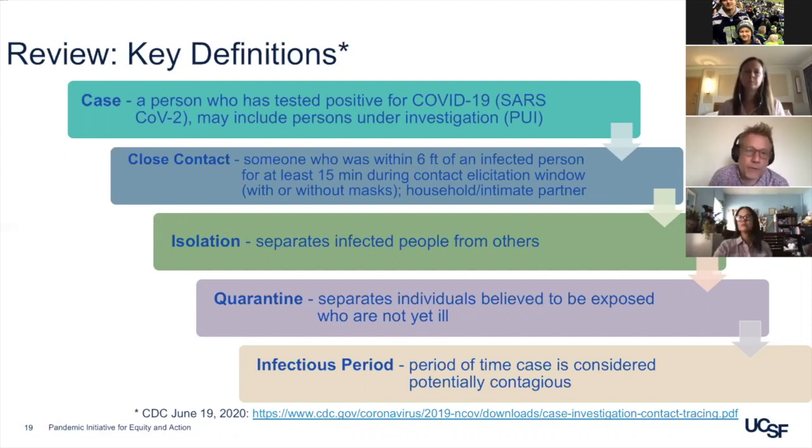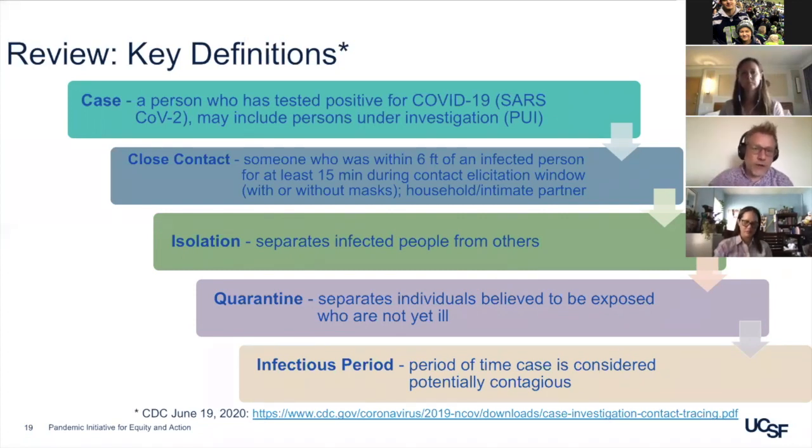Both roles involve reaching out to individuals. But if you're reaching out to the case, then one of the things you're going to ask them is, who have they come into contact with since the time they developed symptoms and 48 hours before the onset of symptoms, and are they able to isolate? And we'll go into details on what isolation involves a bit later.